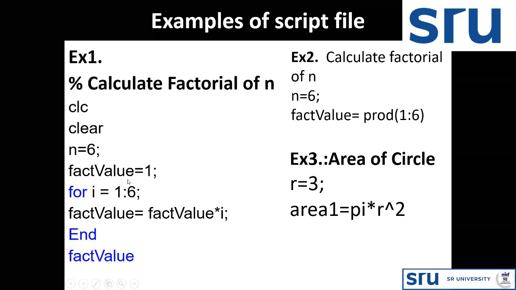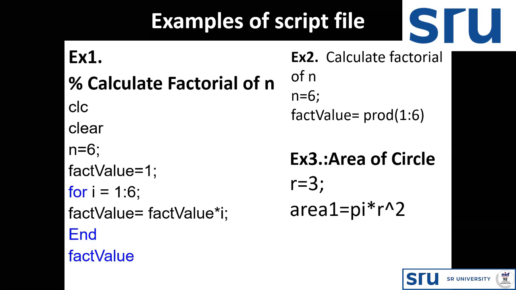Then we will take one variable, fact value. You can take another variable also, but for understanding purposes we have written fact value. Any variable name you can write, this is a user defined variable name. Then we will enter 1, because factorial is nothing but the multiplication of all the numbers up to that. Suppose factorial 5.